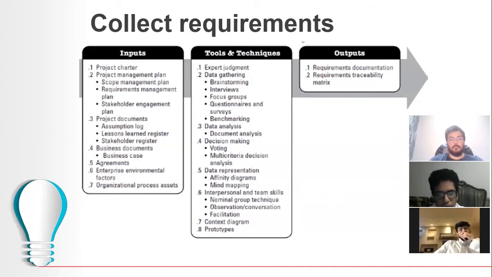Fifth, we have the data presentation, which includes affinity diagrams and mind mapping. Sixth, we have interpersonal and team skills, which include nominal group technique, observation, and facilitation. Seventh, we have the context diagram. Eighth, we have prototypes. And the outputs would be requirements documentation and the requirements traceability matrix. Next.